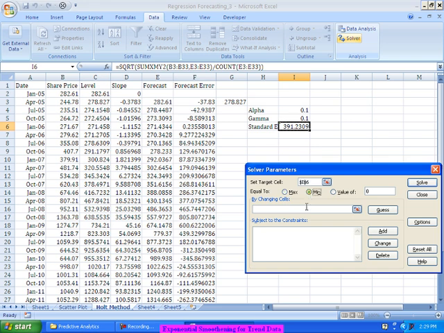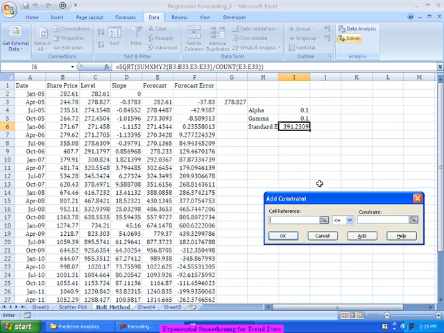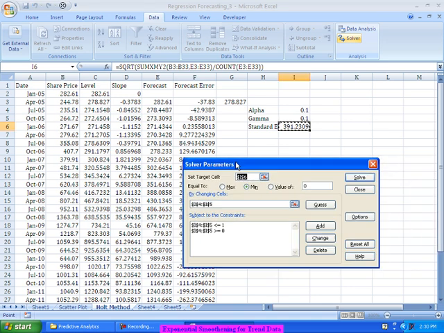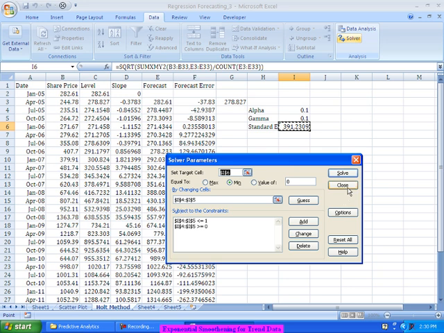So I'm setting this value to be my minimum by changing these two parameters, and adding constraints: each one of these parameters should be less than or equal to 1, and similarly each one of these parameters should be greater than or equal to 0. These are the two constraints I'm trying to add in this scenario. With this as the input I'm trying to solve.